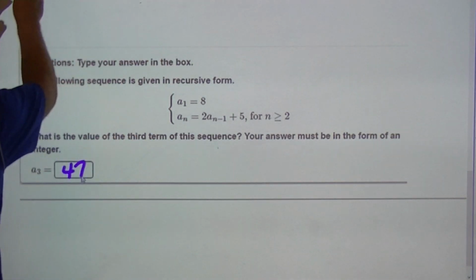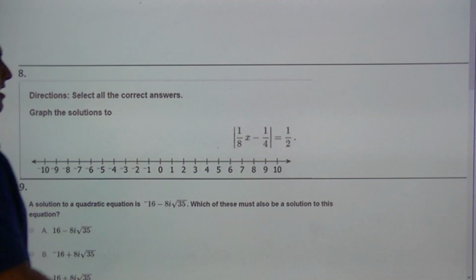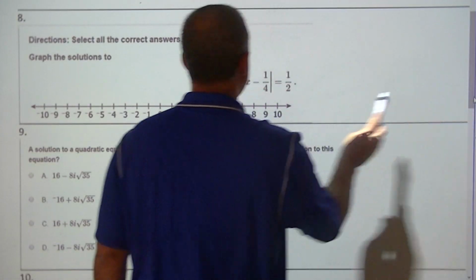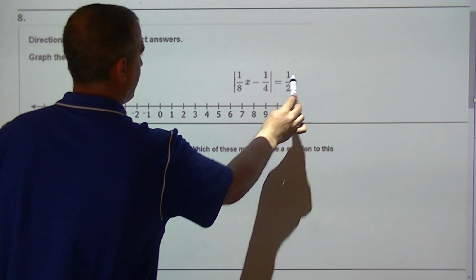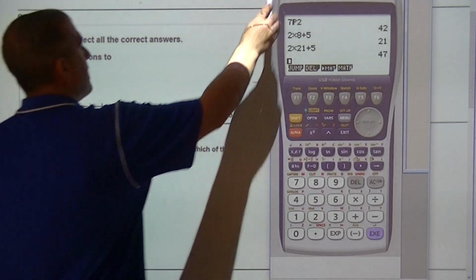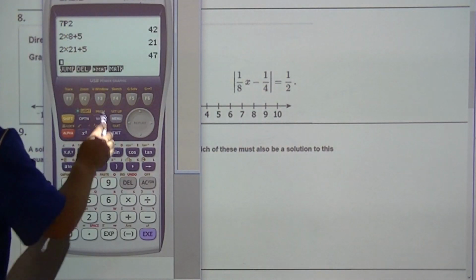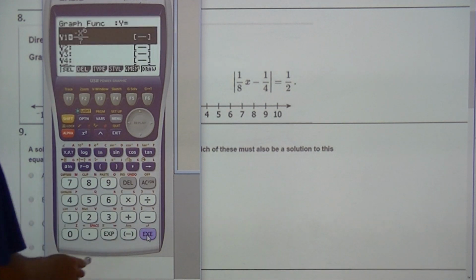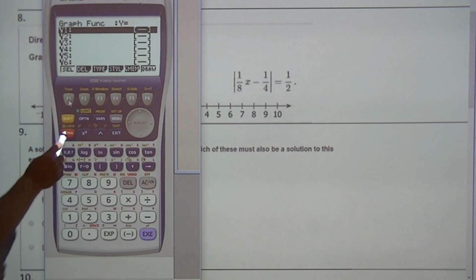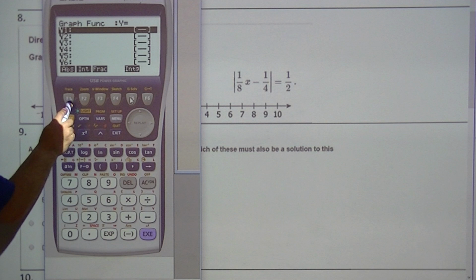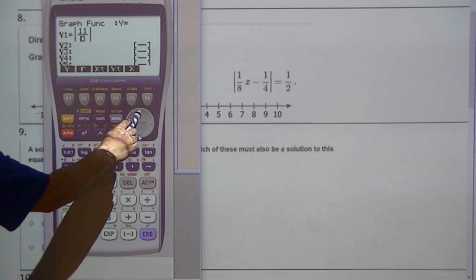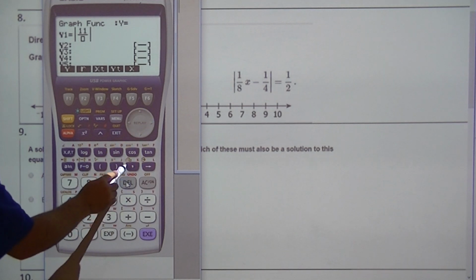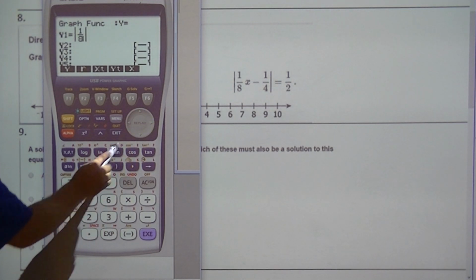Going on to number 8. I can do this one. Anytime you have an equation, a function equals a function, you can go ahead and graph that. Menu and graph. Delete. I go to option, num, abs. Fraction button 1, oops, it's 11, 1/8.